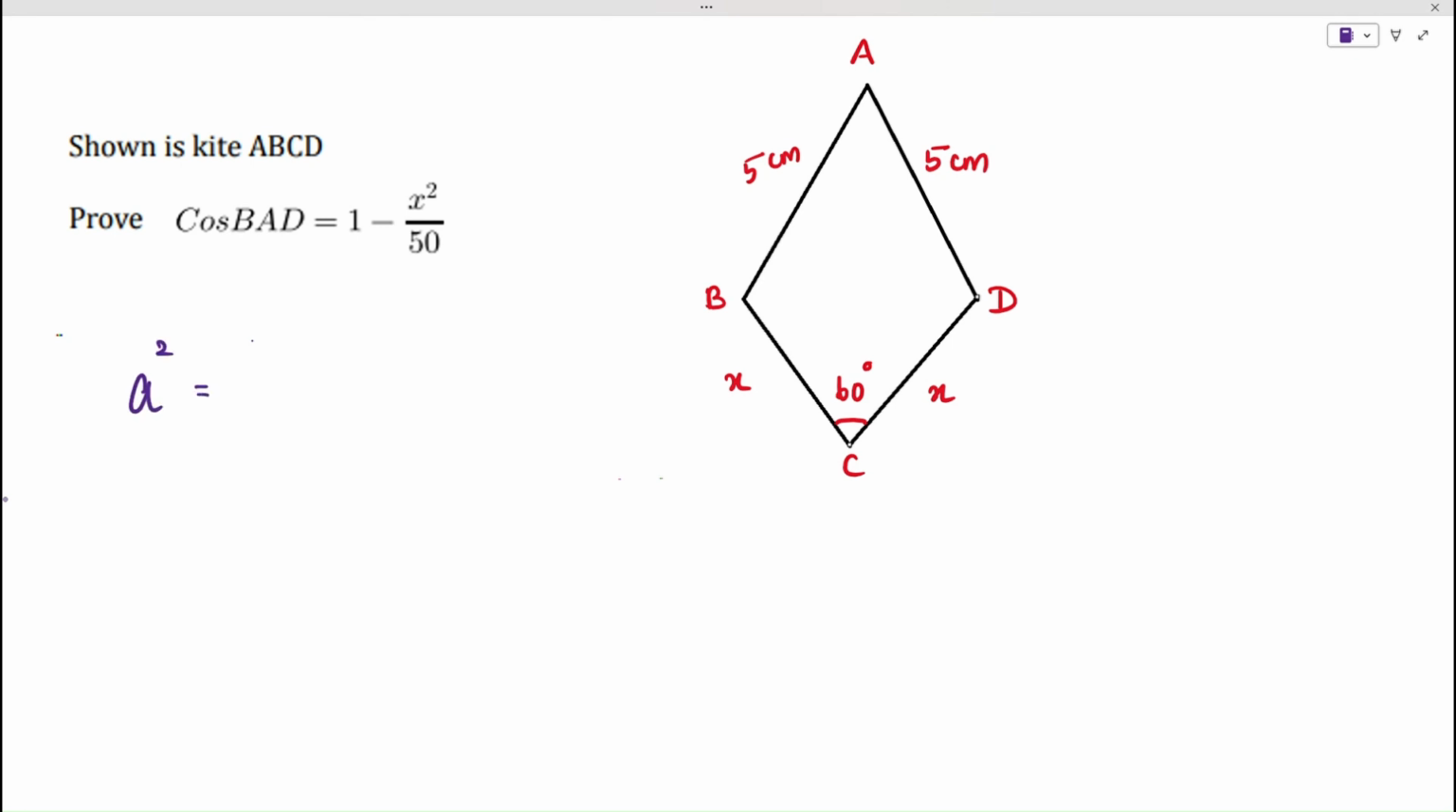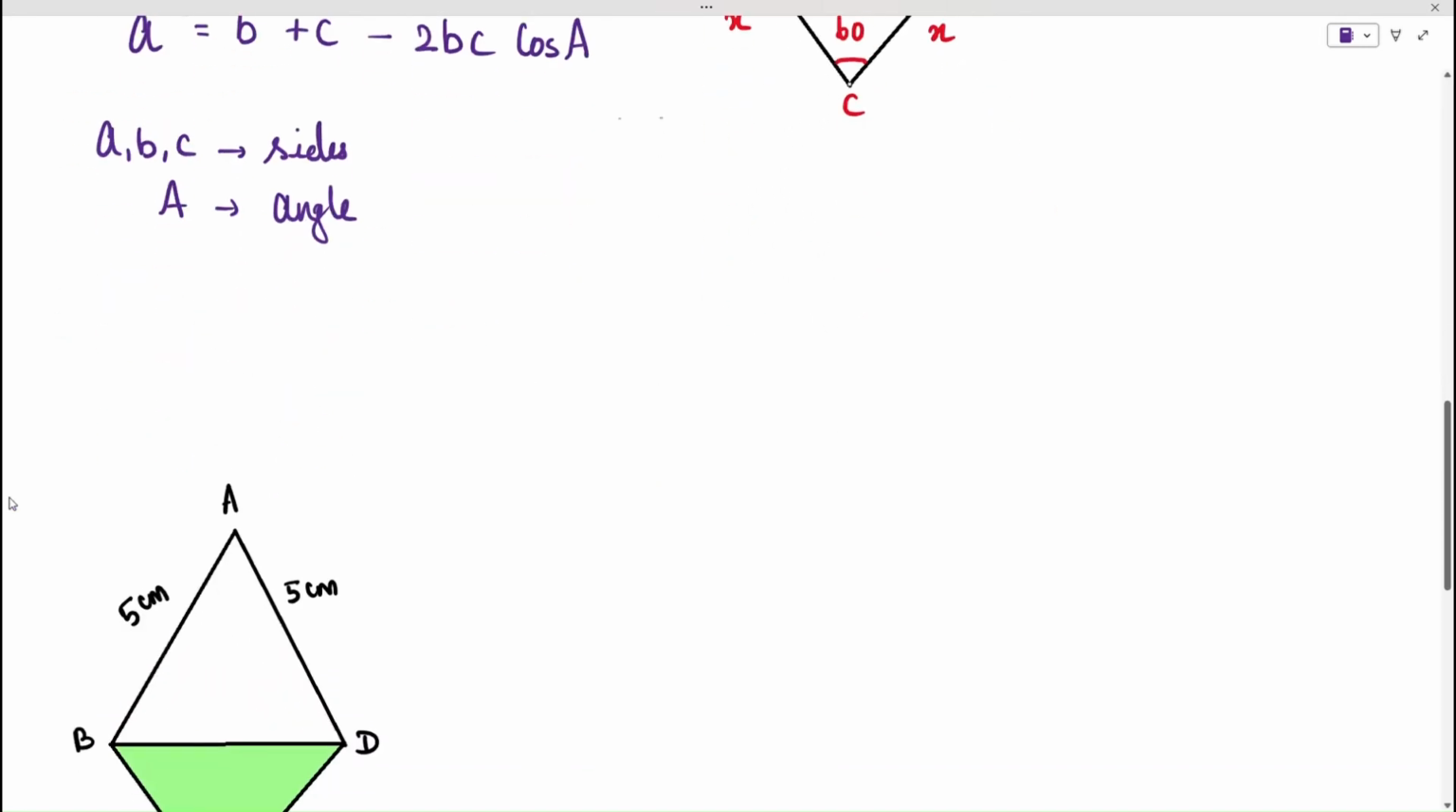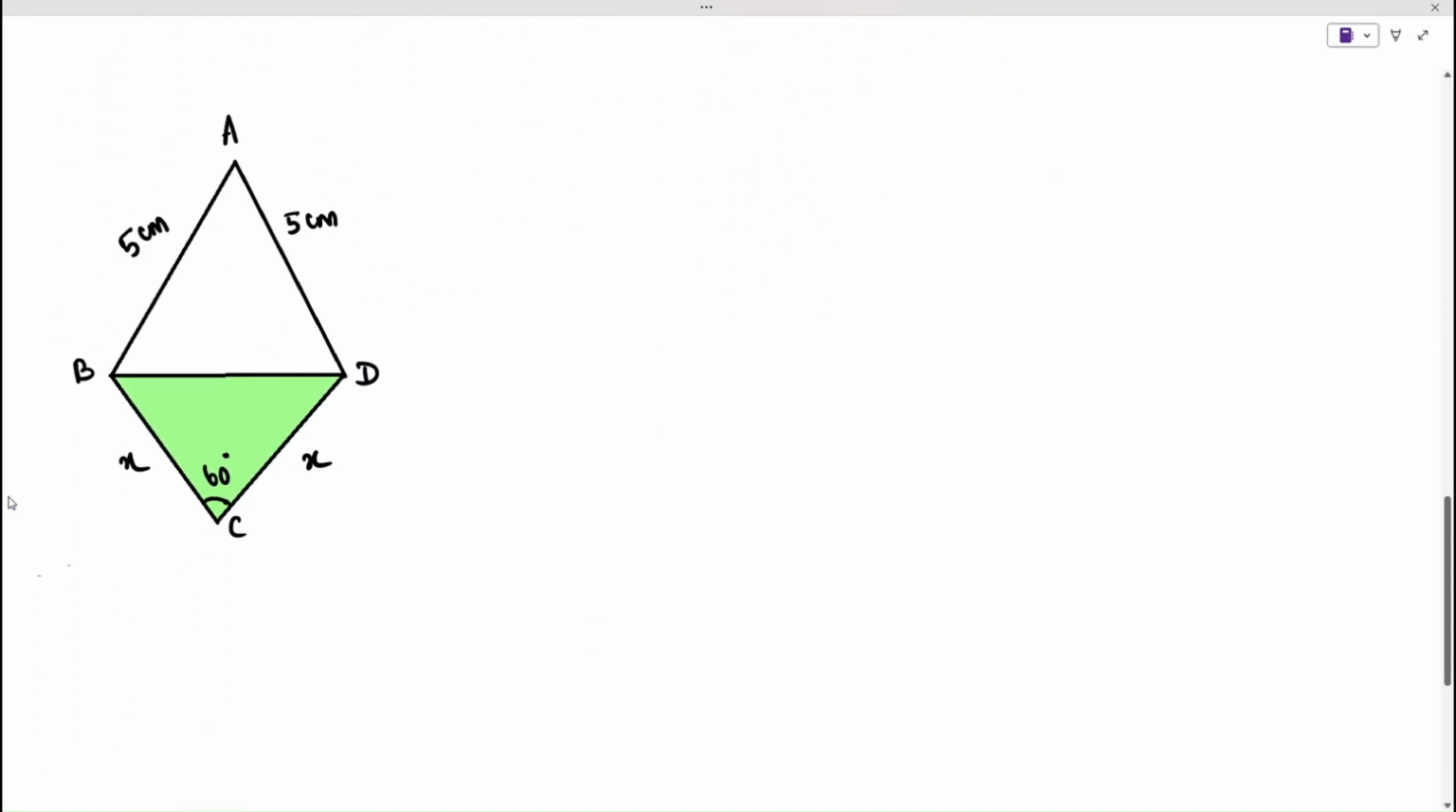Our cosine rule is a squared is equal to b squared plus c squared minus 2bc cos A. Our lowercase letters here are the lengths of our sides, and our capital A is the size of our angle that's opposite side a. So our triangle BCD is what we're going to approach first. To find the length of BD, we're going to substitute our values in.